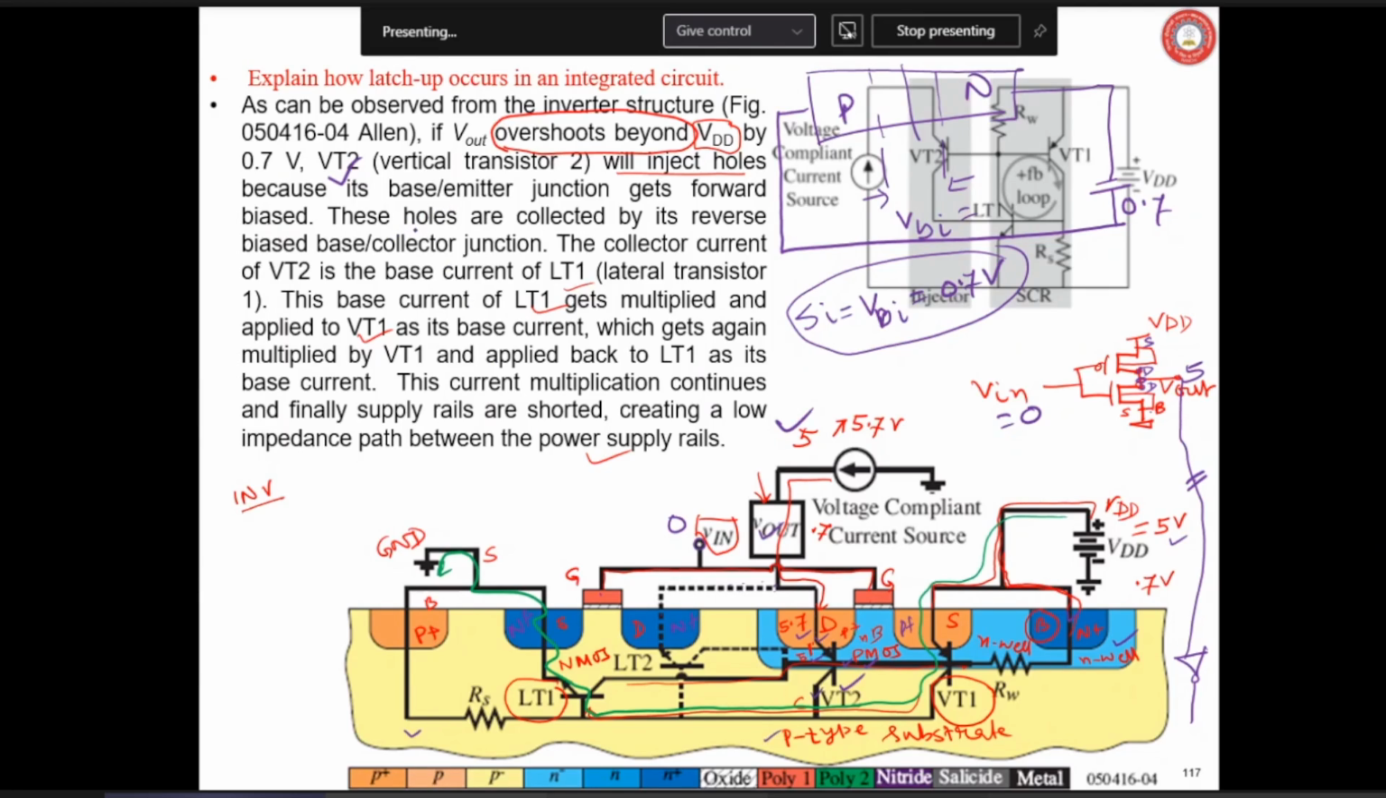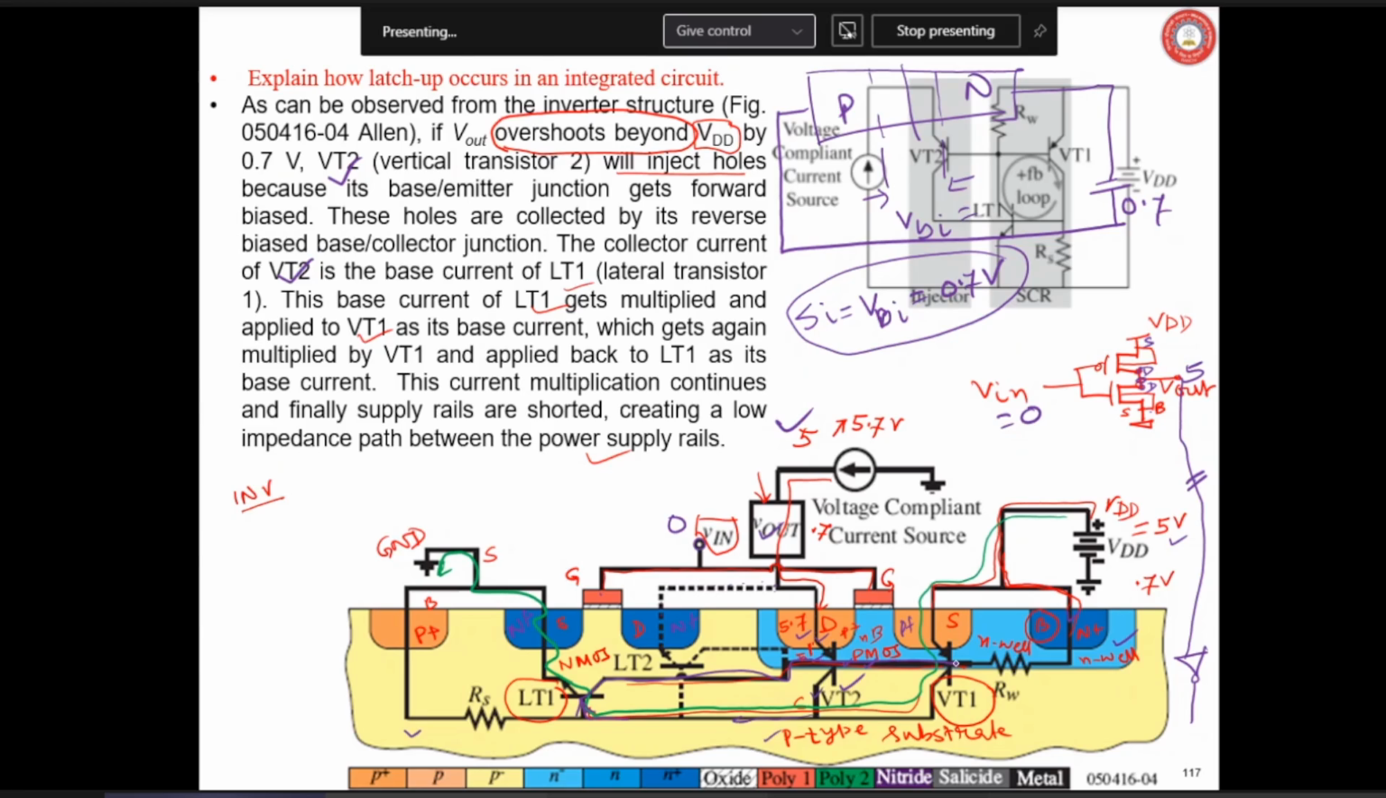So the holes are collected by the reverse biased base collector junction. The collector current of BT2 is the base current of LT1. This is LT1, lateral transistor 1. This base current of LT1 gets amplified or multiplied and applied to VT1 as its base current. So it is getting multiplied, and this collector current is connected to the base of VT1.